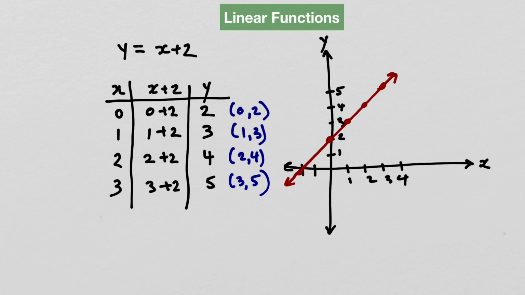Okay, so let's label these points so that you see them clearer. This is 0, 2, 1, 3, 2, 4, 3, 5. You notice that this is a straight line, and that's why it's called a linear function. So now that you know what a linear function is, let me go ahead and define it.